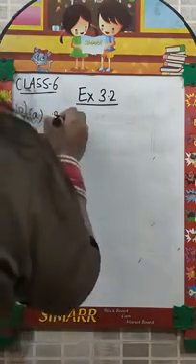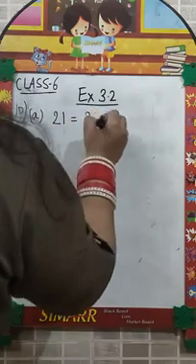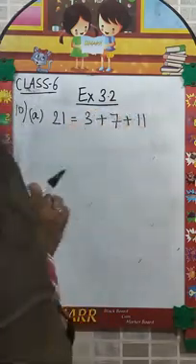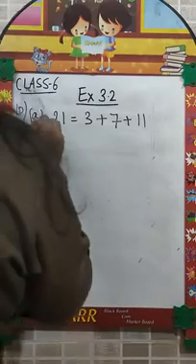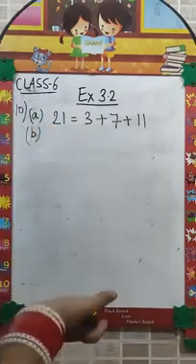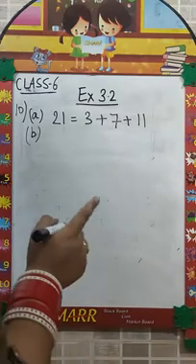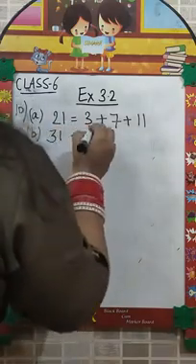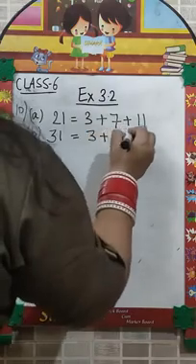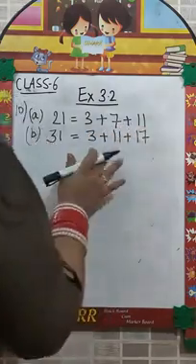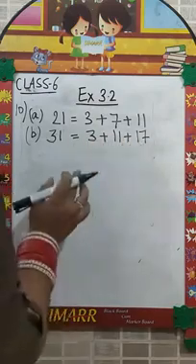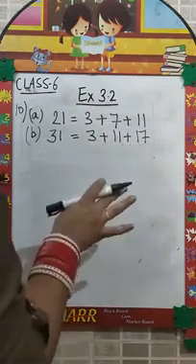Okay. 21, how can we write it? 3 plus 7 plus 11. We can easily write it as sum of odd prime numbers. What is the even prime number? It is only 2, not other than this. Okay. 31, we can write it as 3 plus 11 plus 17. Okay. The rest of the part you will do it yourself. It's your choice how you will split it as odd prime numbers.